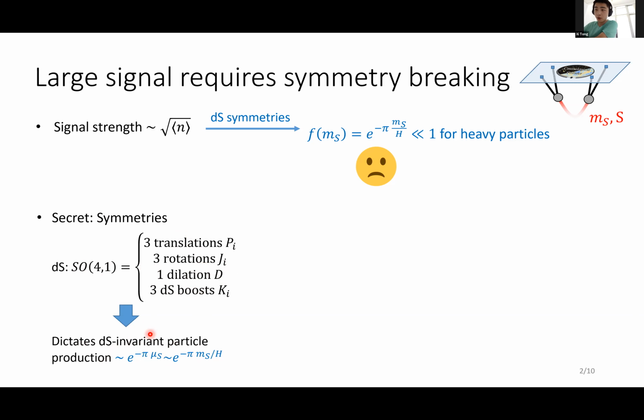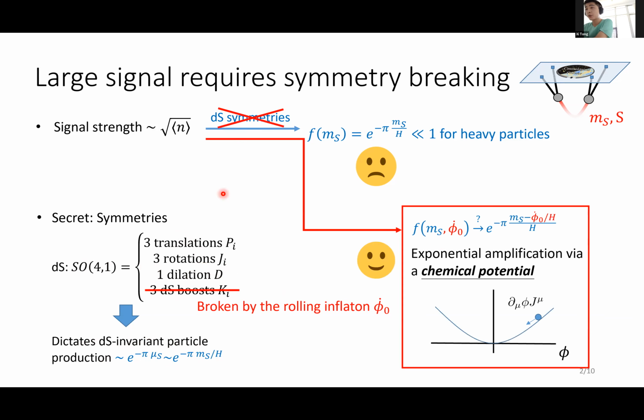But let us recall that inflation is not exactly de Sitter, because the 3 de Sitter boosts are broken spontaneously by the rolling inflaton phi dot. That provides us a solution for this amplification problem, because if we couple the rolling inflaton background to the massive particle sector, we may be able to alleviate this Boltzmann suppression. And such amplification is possible via something called a chemical potential.